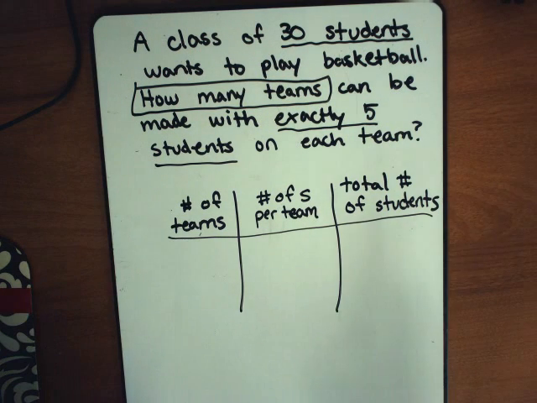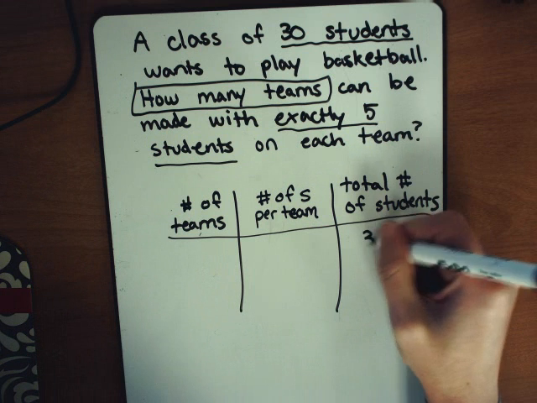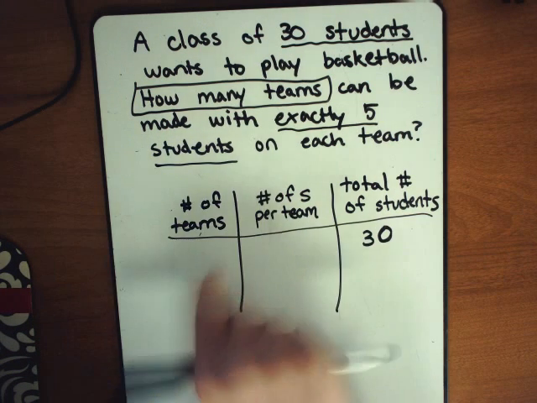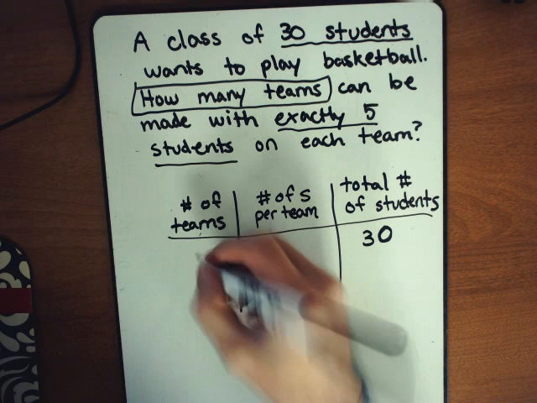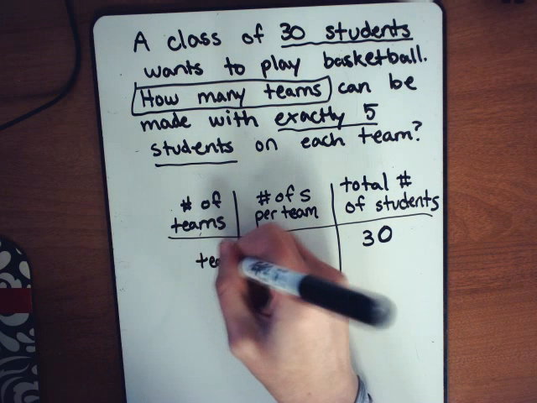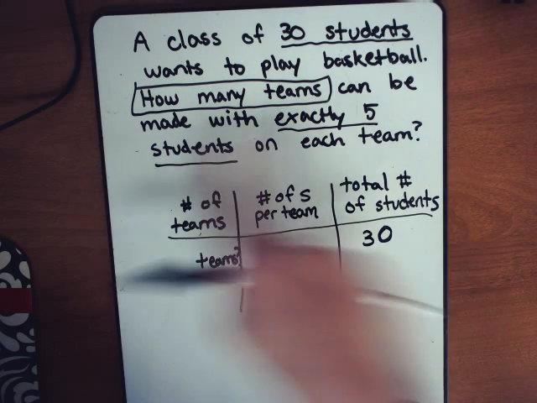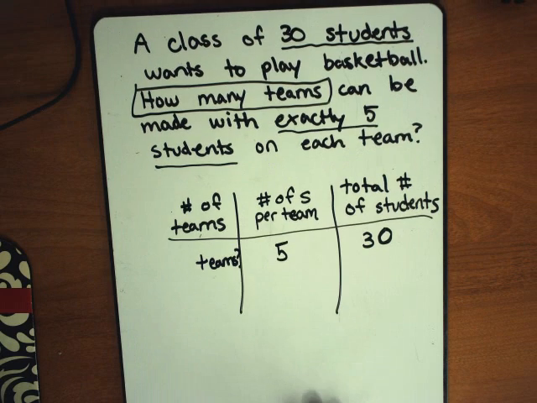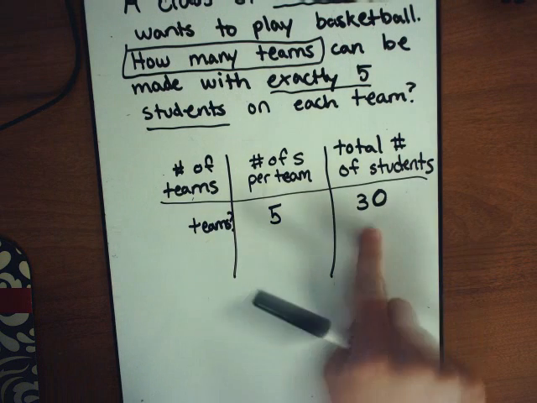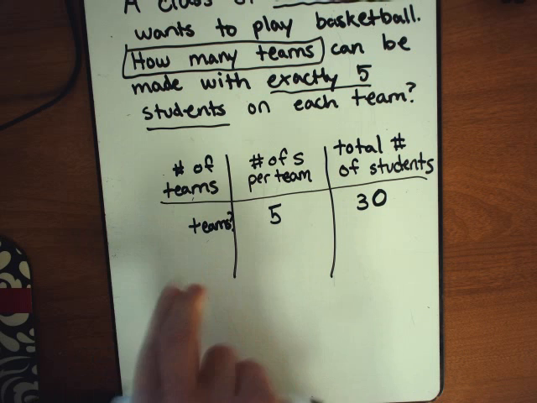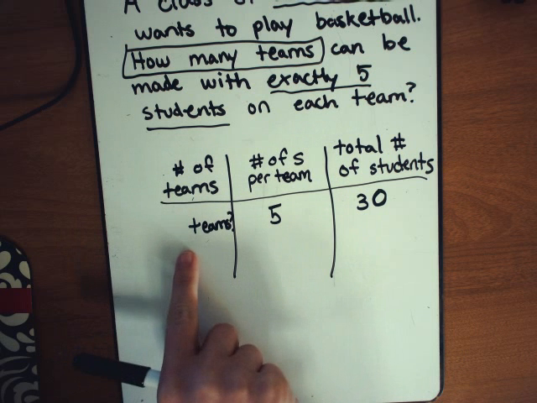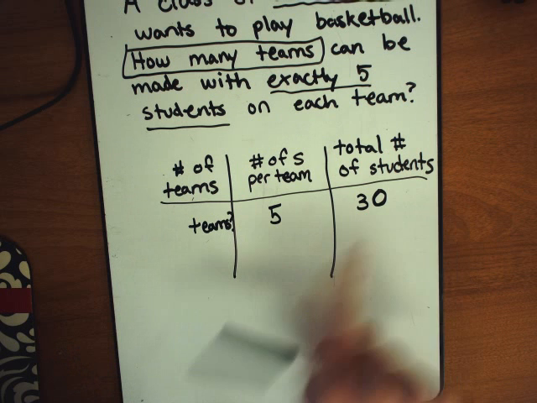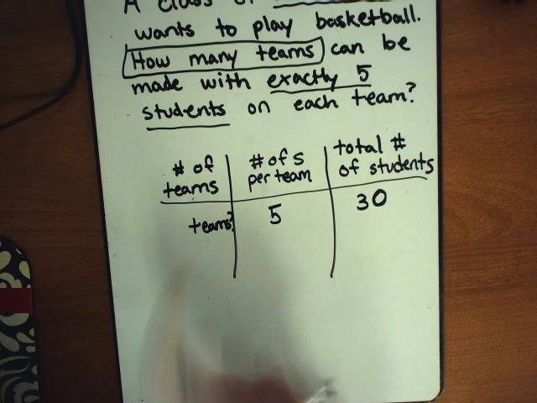So I have a class of 30 students. That's my total number of students. I see that I know my bigger number. It's asking for how many teams. So this is my unknown right here. And I've got exactly 5 students on each team. So as I think about my number model right here, I'm going backwards. So if we knew the number of teams, we could multiply that by 5 to get 30. I know that the inverse of that would be 30 divided by 5 will get me my number of teams.